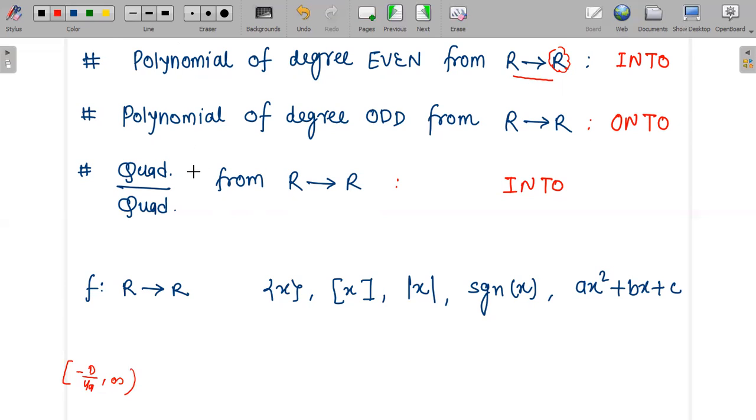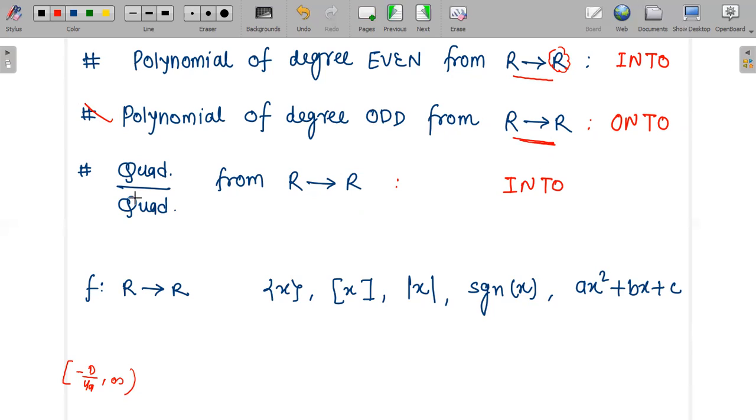But if there is a polynomial of odd degree from R to R, then obviously for greater values of x, I'll get greater outputs, and for smaller values of x, I will get smaller outputs. That means the graph of an odd degree polynomial will tend to infinity as well as to negative infinity for different values of x. So that will make your odd degree polynomial onto within R to R.